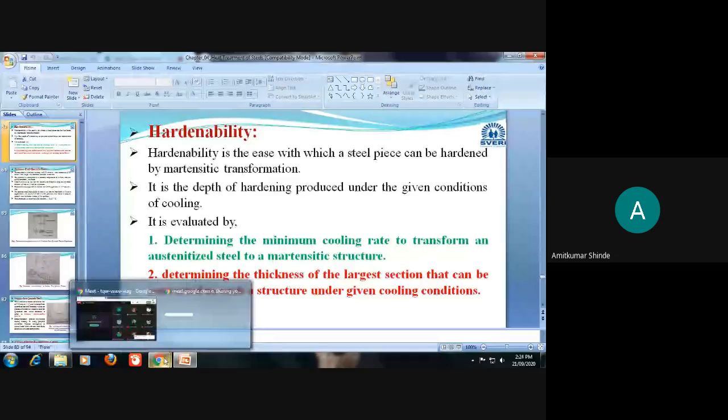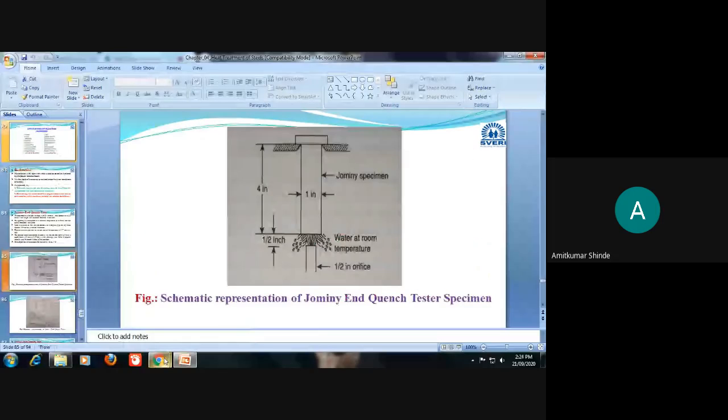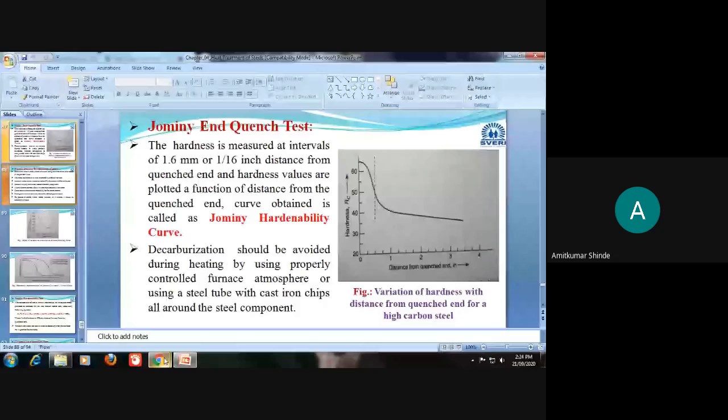Okay, in this way, don't leave the meeting first. I will stop this recording. Okay, in this way, this heat treatment of steel chapter is completed.